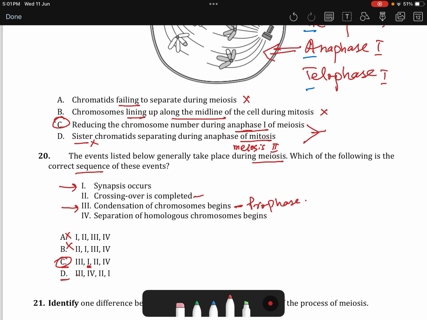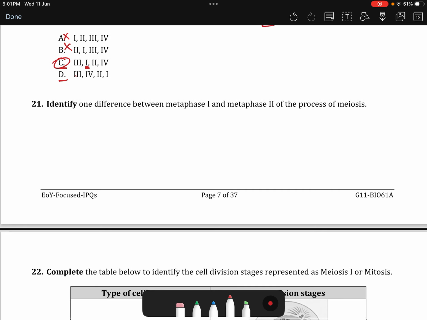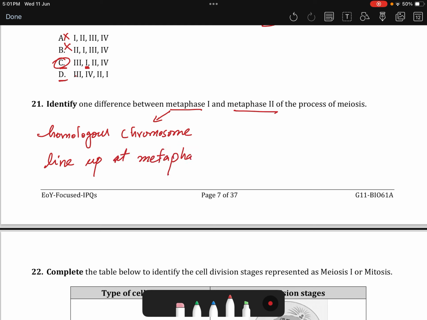Crossing over is completed and separation of the homologous chromosomes begins. Identify one difference between metaphase 1 and metaphase 2. So metaphase 1, what's the major difference? Homologous chromosomes line up at the metaphase plate, or line up at the equator of the cell. This is whatever you say. Homologous chromosomes line up in the middle of the cell, and these homologous chromosomes are also known as tetrads. It's up to you whatever you use.